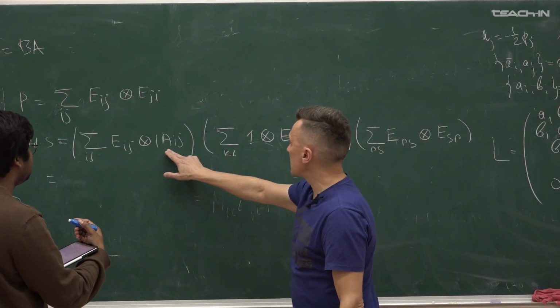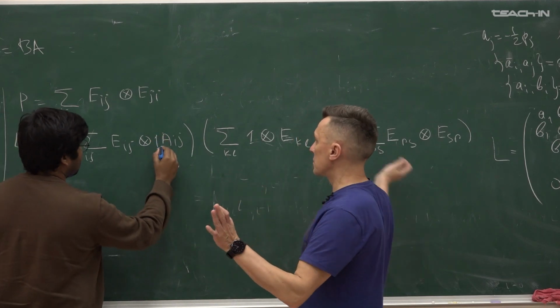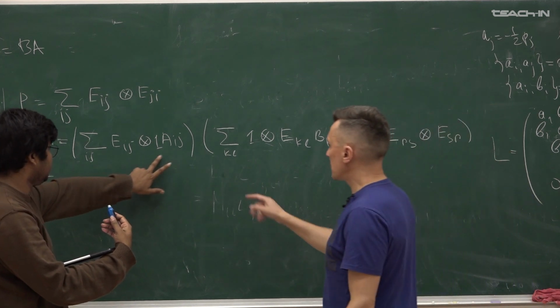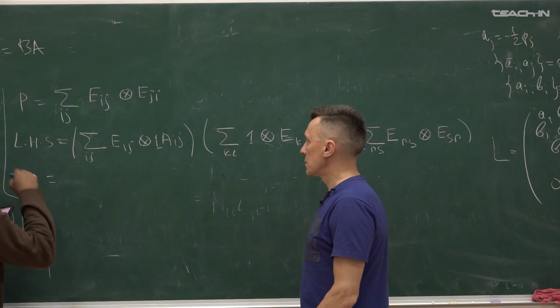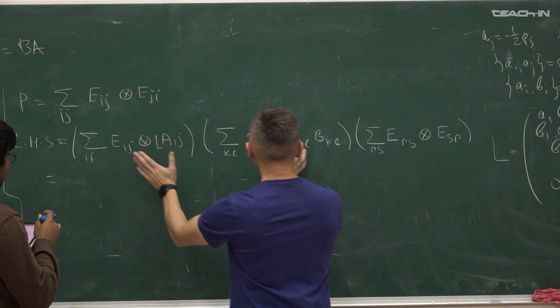What is important now is that these are numbers and these also. So we can put them to the right or to the left, as you like. These are just coefficients. Let's start. Non-trivial multiplication acts only on matrix units.